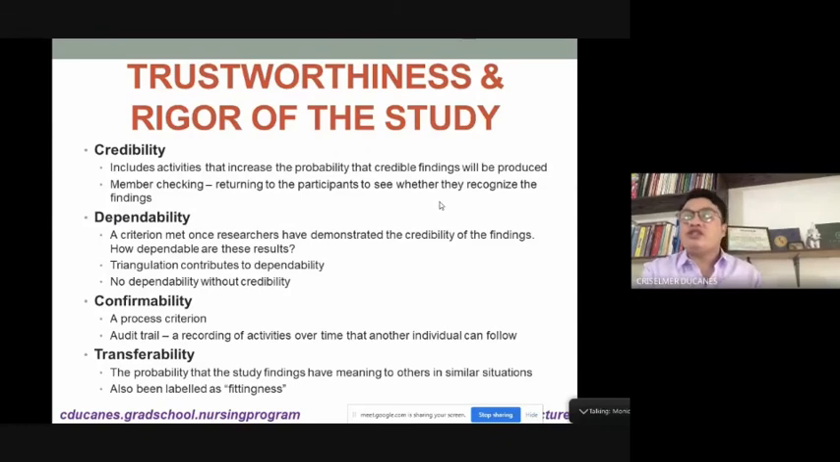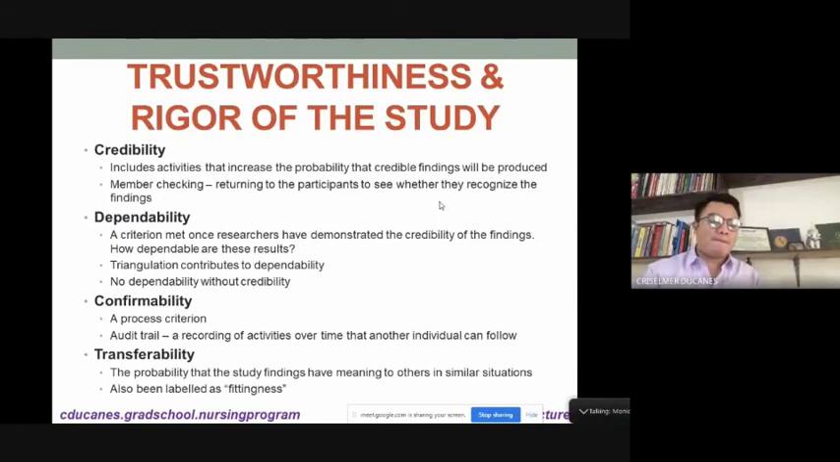And lastly, we have your transferability. It is the probability that the study findings have meaning to others in similar situations, also labeled as fittingness. For example, if you have studied spiritual care in a particular institution with 5 participants, your study about the experiences of nurses who give spiritual care is the same for the nurses who give spiritual care but are not included in your study. So your findings can be transferred to them, to other groups of people in the same institution, in the same setting.